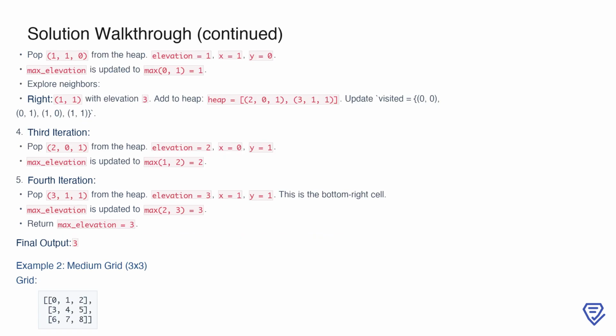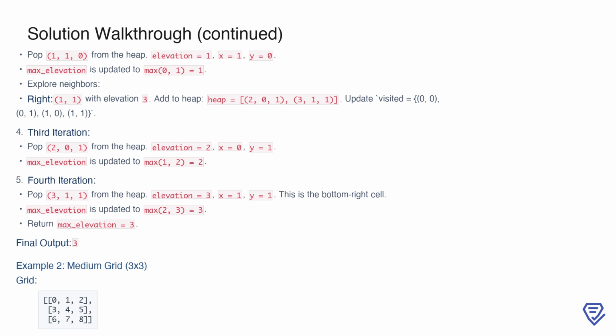Next, we process the cell (1, 0) from the heap, which has the lowest elevation among the remaining cells. The max_elevation is updated to 1, as this is the highest elevation encountered so far. Then we explore its neighbors. Moving right to (1, 1), with elevation 3, we add this cell to the heap and mark it as visited. The heap now contains (2, 0, 1) and (3, 1, 1).